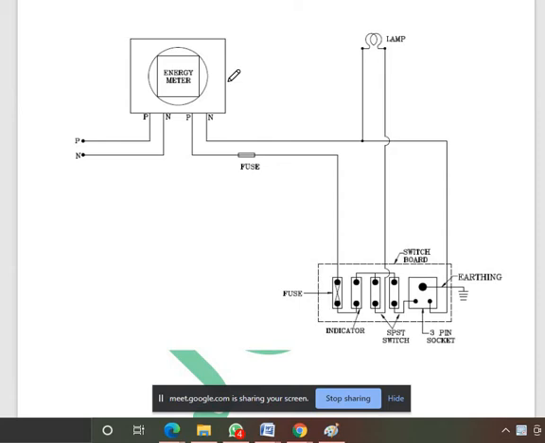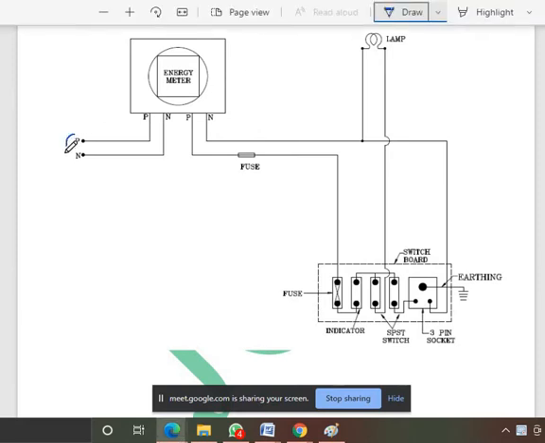So here this diagram is a simple residential house wiring diagram. This is the phase and neutral, the input supply. That input supply will be taken from the EB post. So here we have to get the EB post line, the EB tower.